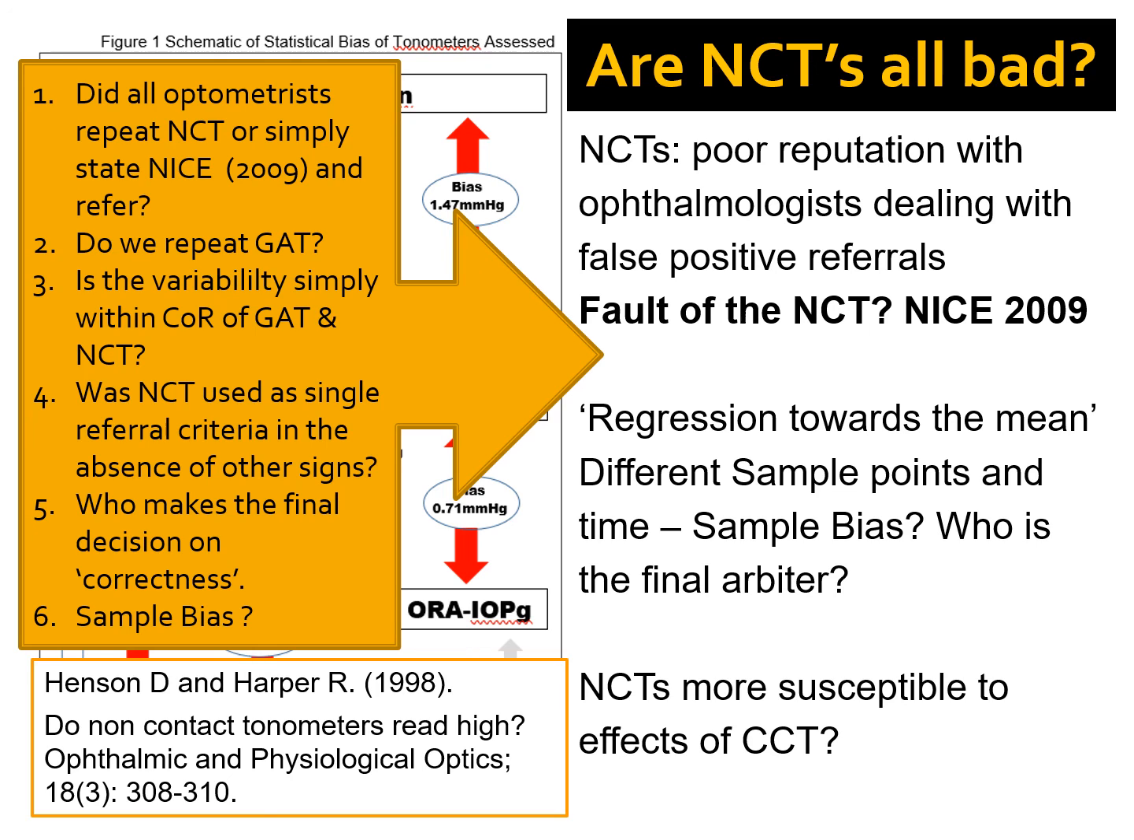And of course, who makes the final decision on correctness? Well, it's the ophthalmology department. So it could be a sample bias. And in fact, Henson and Harper wrote a cracking paper back in 1998 on this, "Do non-contact tonometers read high?" And they basically gave very good evidence that it's a biased sampling process that could be questioned.